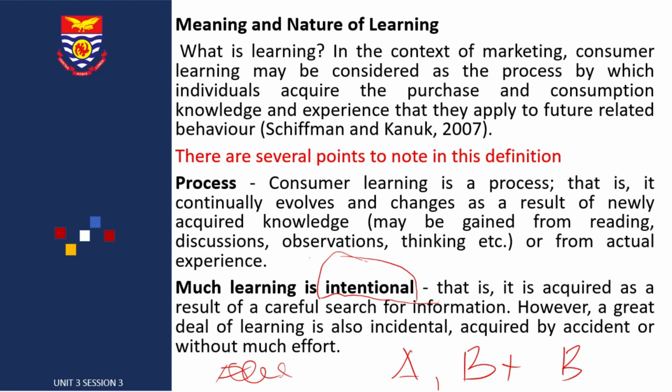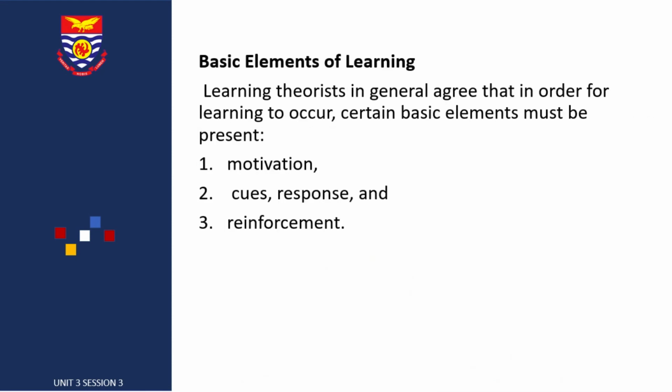Now the basic elements of learning. Every learning activity should include some of these elements. There is no way we can say there is learning without these basic elements. Learning theorists in general agree that in order for learning to occur, certain basic elements must be present: motivation, cues, response, and reinforcement. There is some level of motivation that would encourage somebody to learn. Regardless of the grade, if the person gets an A, it will tell you the level of motivation the person had, and that resulted in him getting that particular grade. That is motivation.